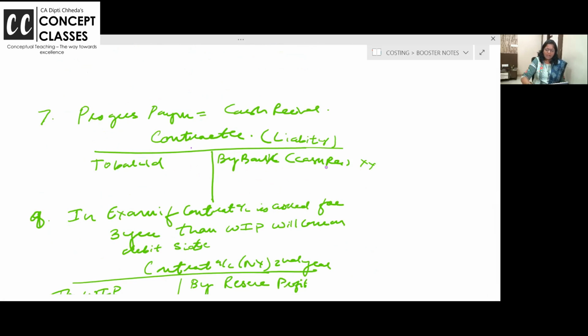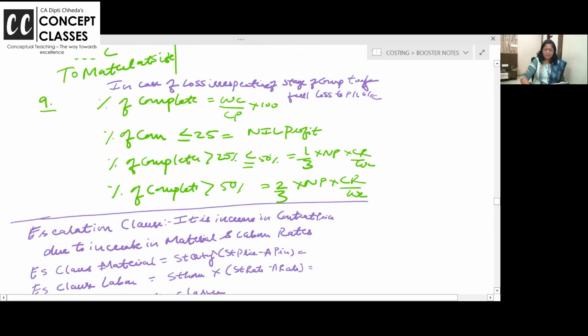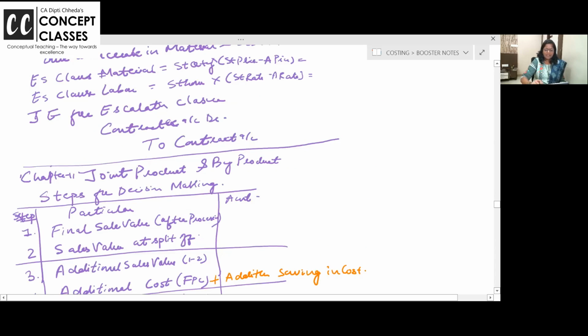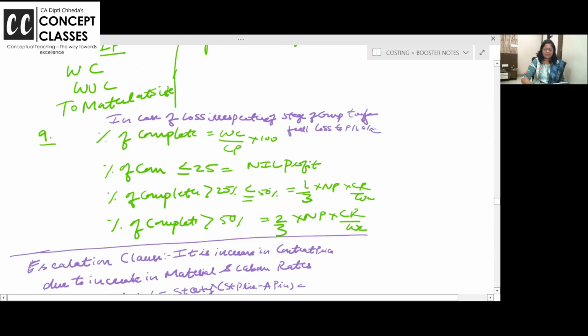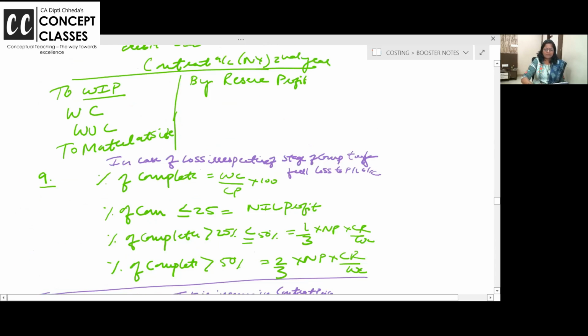In exam, if contract account is asked for 2-3 years, then see, I had written it here just now. It went to joint product, by product. Yeah, then in the second year, here is the second year, write the work in progress on debit side, the material at site on the debit side, plant at site also on the debit side, and reserves on the credit side in the second year. Clear why you have to do like this in the second year?